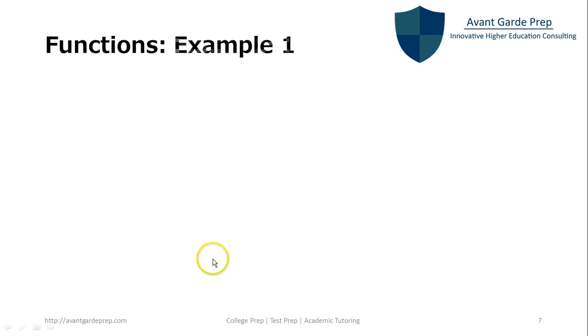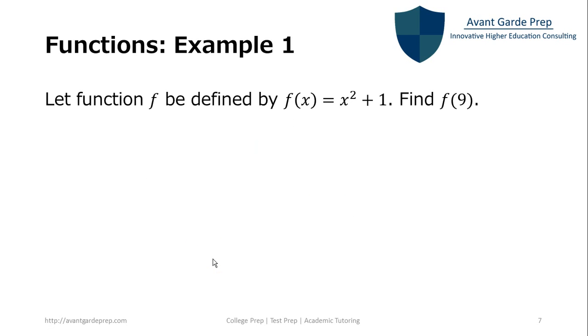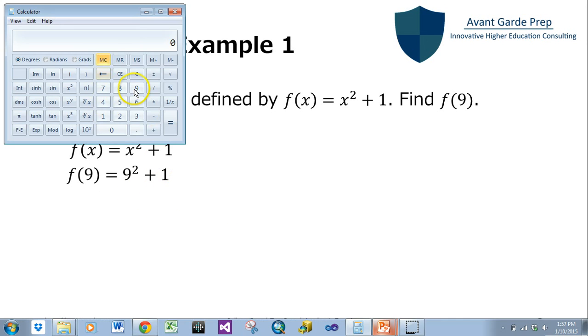Let's go ahead and take a look at our first example problem. Here, the problem states, let function f be defined by f of x equals x squared plus 1. Find f of 9. So in this case, we have the rule, x squared plus 1, and we're going to plug in 9 for x. So now we have f of 9 equals 9 squared plus 1. We'll go ahead and use the calculator and take 9 squared equals 81, then we'll add 1 to it, and our value is simply 82.